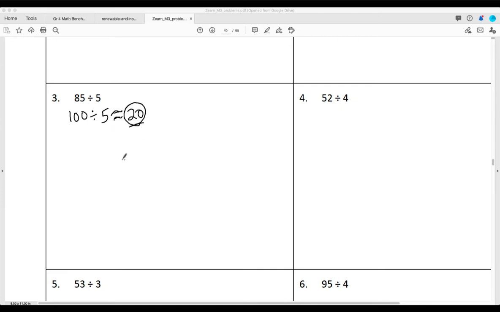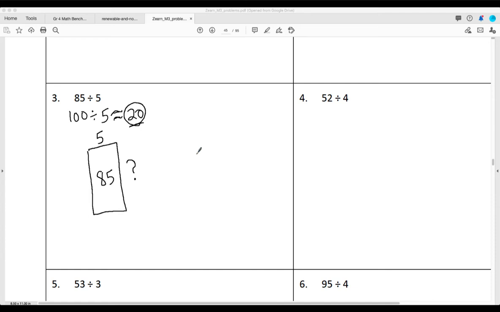100 divided by 5. This time I'm going to draw my area model differently. I'm actually going to use this shape of a rectangle, which is fine. You can still do this. I'm going to put 5 up here as my width. I don't know my length, but I do know my area, which is 85. You could definitely get away with doing your area model like this. Some of you may like this area model a little better. 85 divided by 5 equals a number.